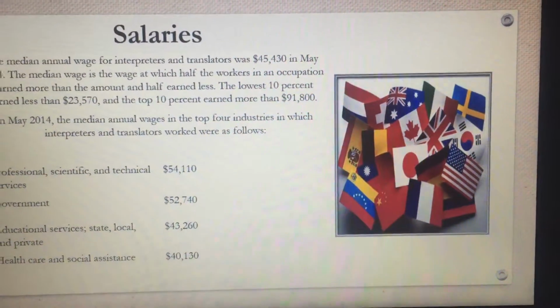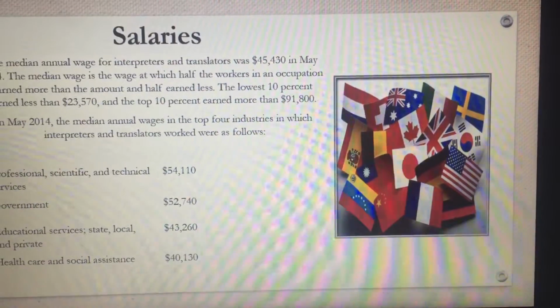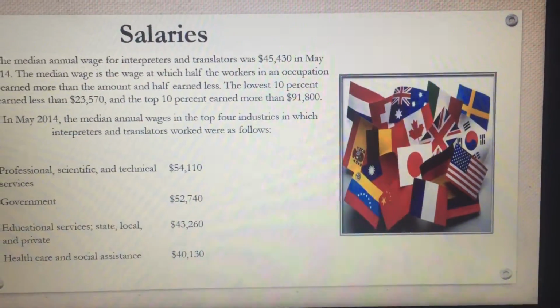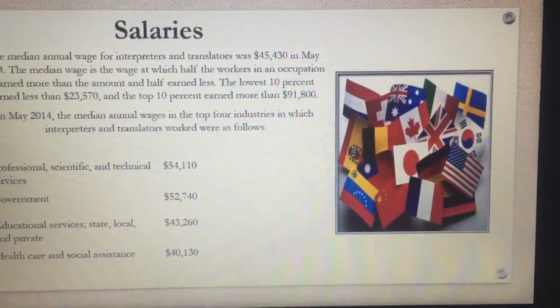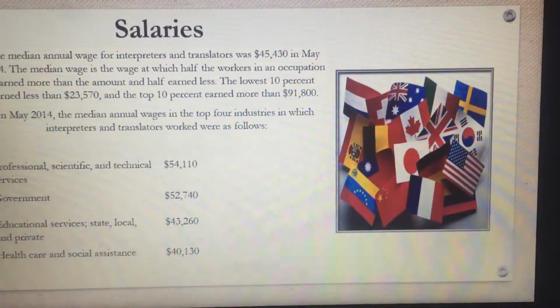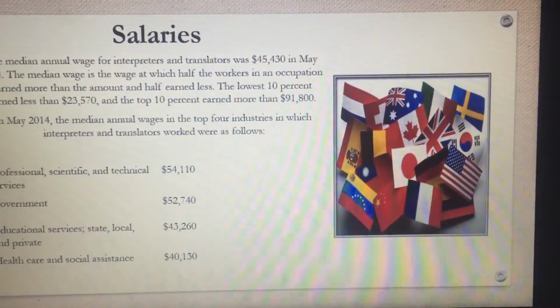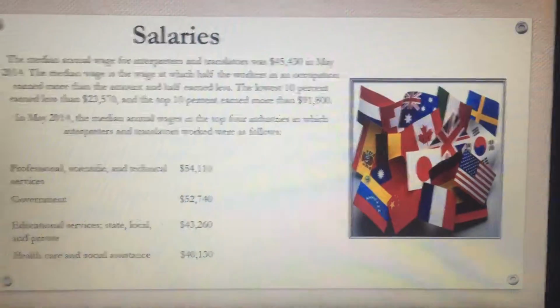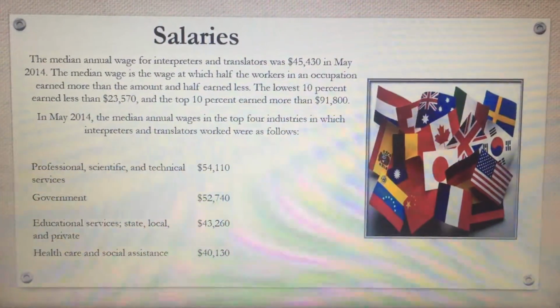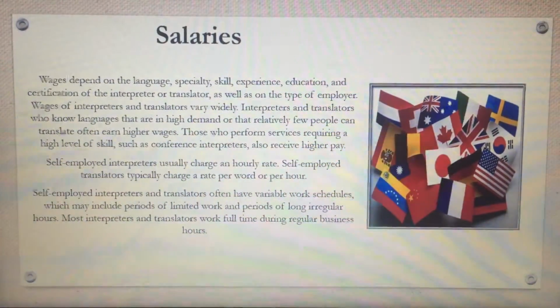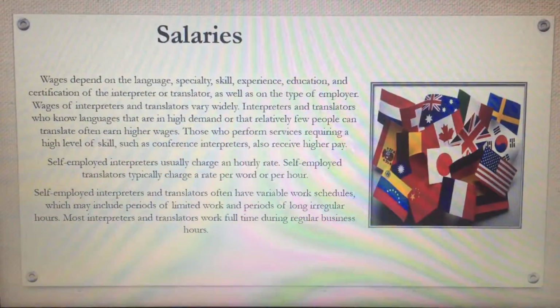In May 2014, the median annual wage in the top 4 industries in which interpreters and translators work was as follows: professional, scientific, and technical services, government, educational services, state, local, and private, healthcare and social assistance.